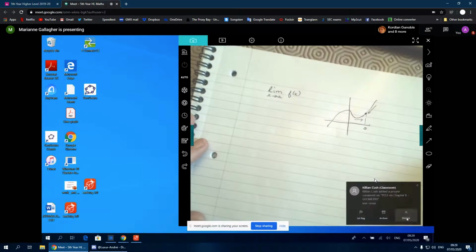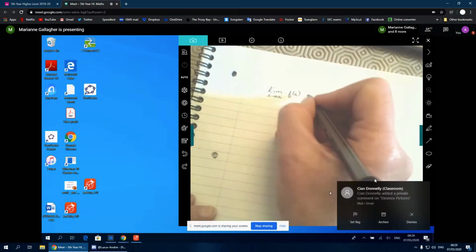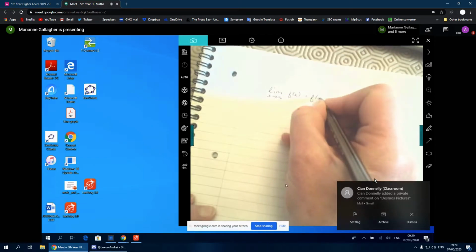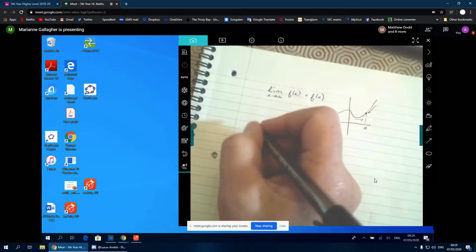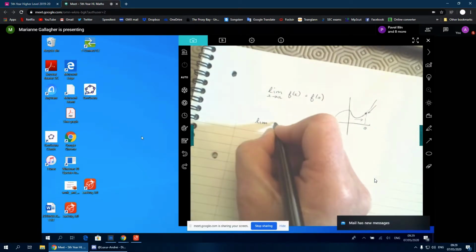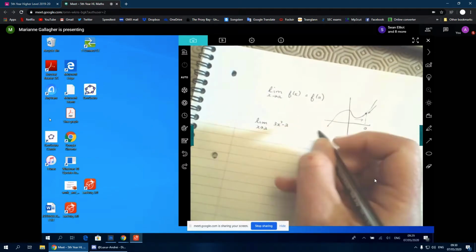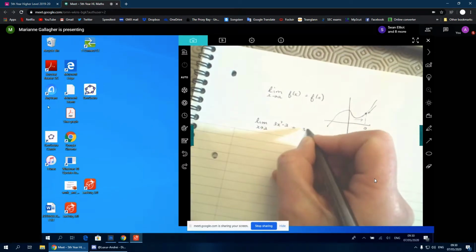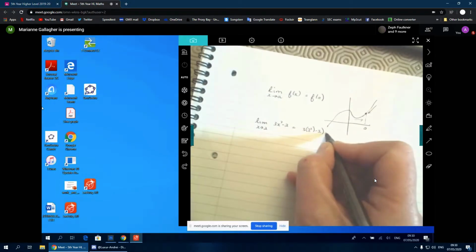And how we do that is we just sub in, that's usually equal to f of a. We just sub in the value for a. So if I'm getting the limit of 3x squared minus 2 as x tends to 2, I would just do 3 times 2 squared minus 2, which is 3 times 4, 12, minus 2, that's equal to 10.